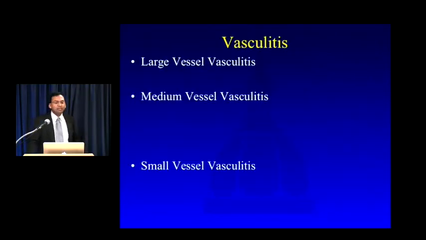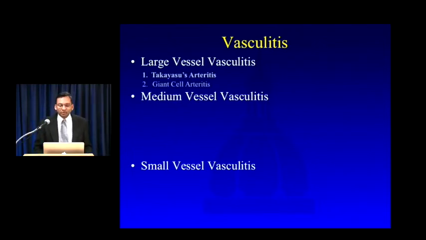So let's talk next about a relatively uncommon diagnosis, but one that I think should at least be in your mind, especially when you're dealing with certain patient groups in the ER, and that's vasculitis. Now, we all know that vasculitis can be broadly divided into three major categories depending on the size of the vessel that's involved. There's large vessel vasculitis, which classically is Takayasu and giant cell arteritis.